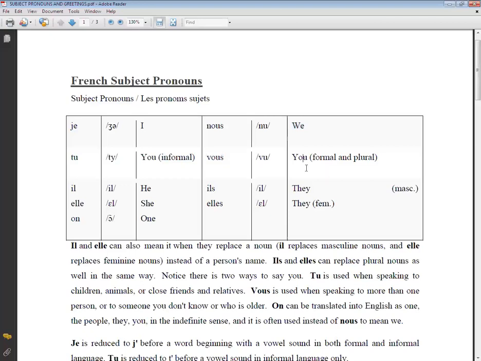So we already have "vous", formal and plural. I want you to understand my explanation here. Now what that means is this.